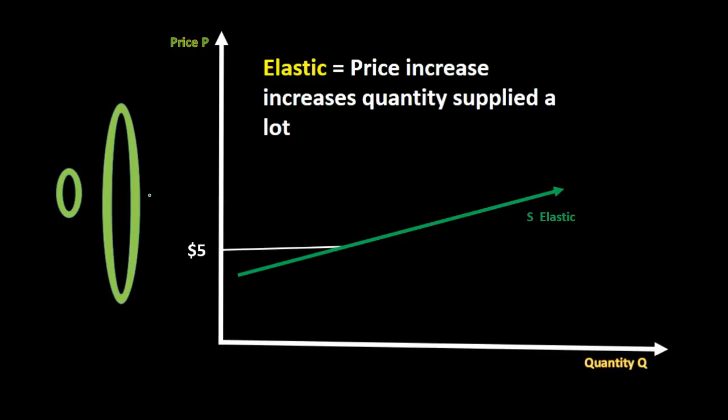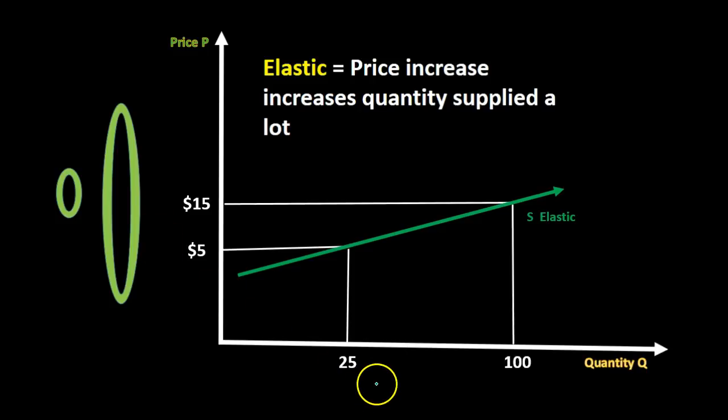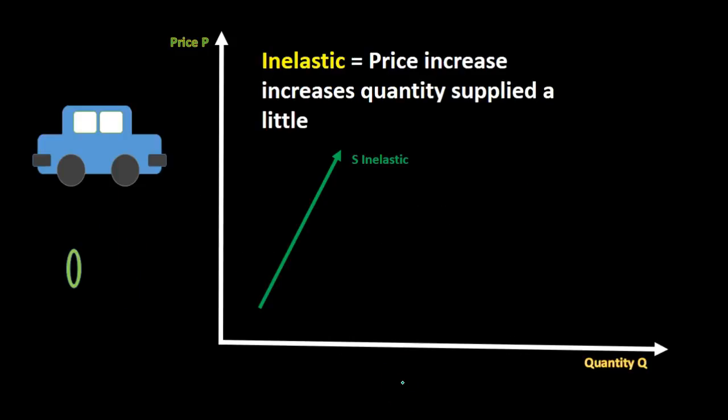If we take a look at an example, we can draw some points on this. We're going to say at $5, we've got a quantity of 25. If we chose another point on the line, say $15, we can see that there's this big change in the quantity from 25 to 100. That means it's elastic. Why? Because we had this little change in price and we had this big change in quantity, that being an elastic good.